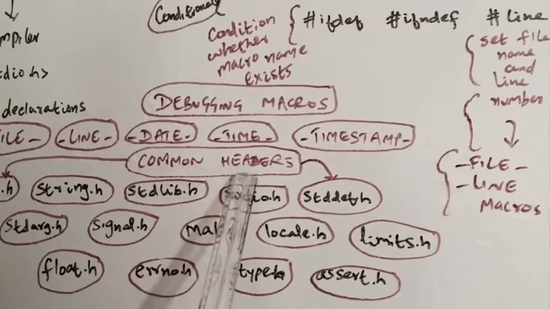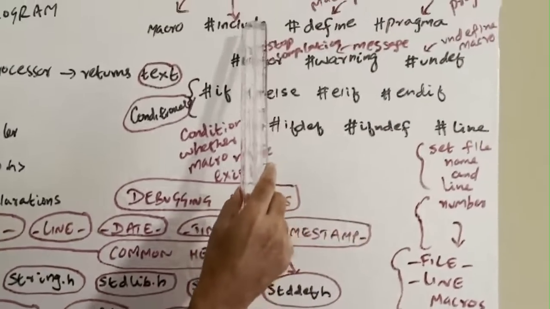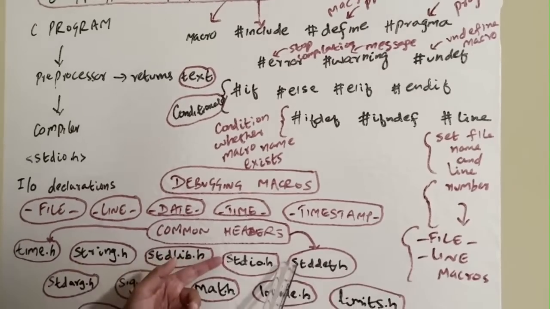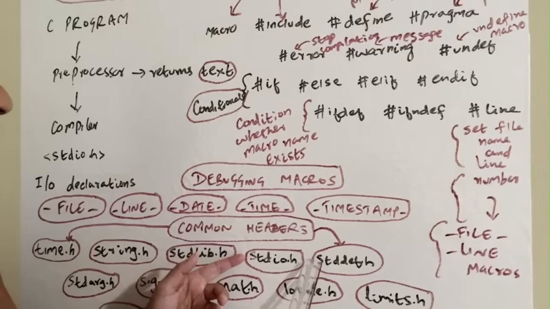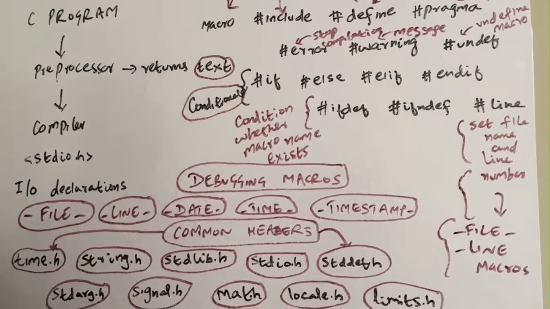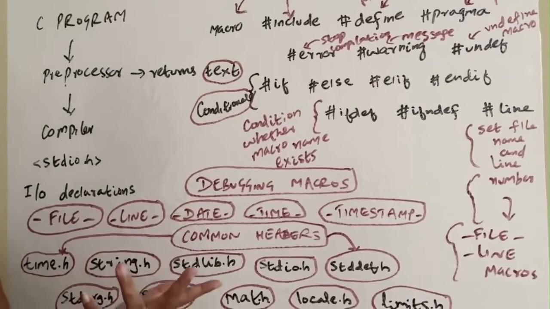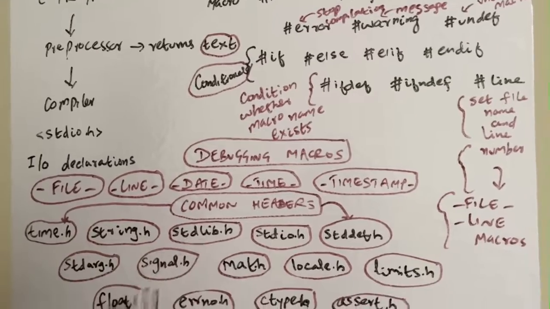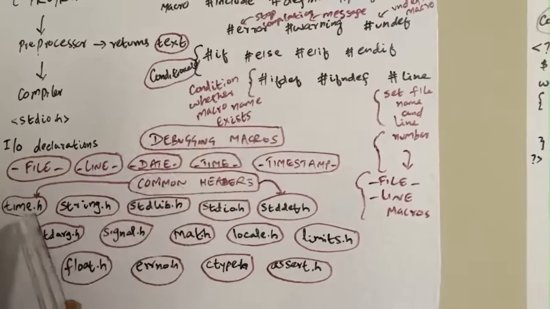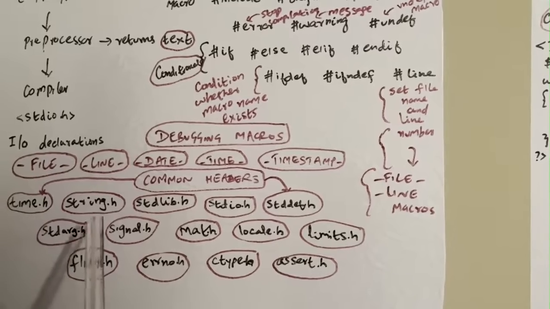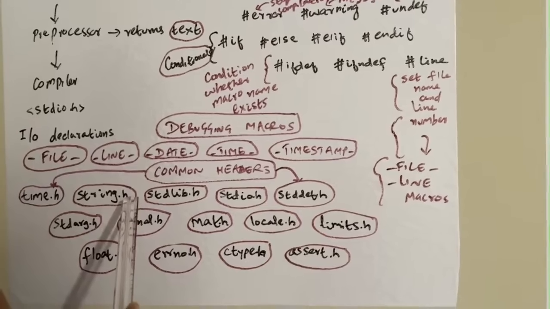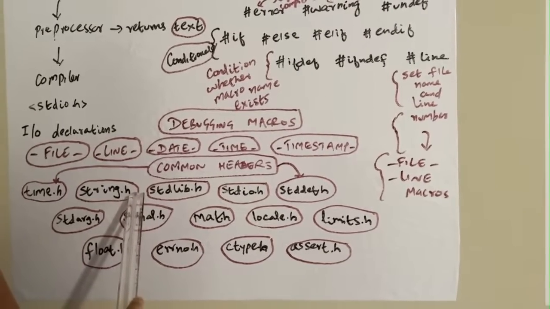Next, what are the common headers? This is called a header: #include, and then we put stdio.h. This is a bunch of function declarations, and each one has a name. For example, if I want to use math functions, I put math.h as the #include. Then time.h for time functions. string.h has strcat, strcpy to copy strings, concatenate strings, all string operations.